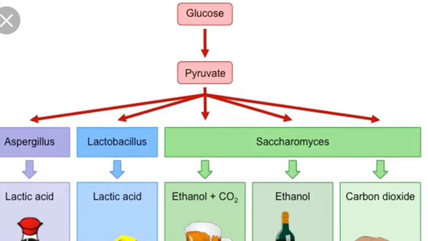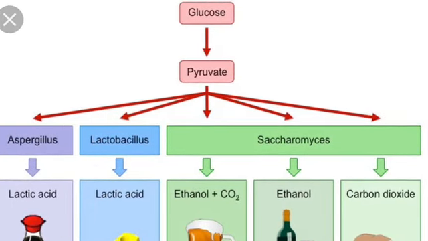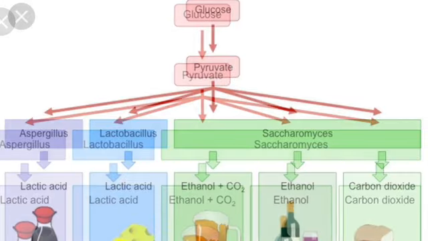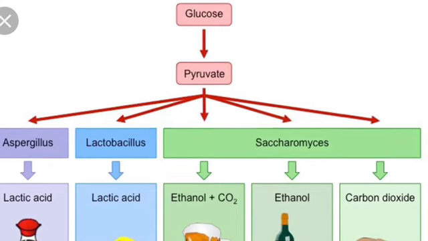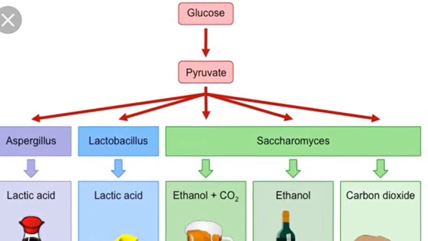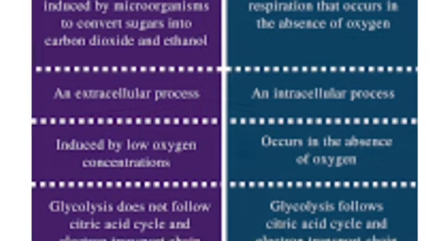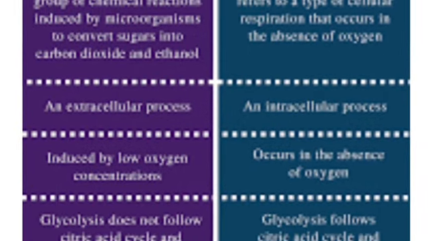Anaerobic respiration always happens in the cytoplasm, and it always is going to produce 2 ATPs, and it happens without oxygen. So while aerobic respiration requires oxygen, anaerobic respiration does not require oxygen.